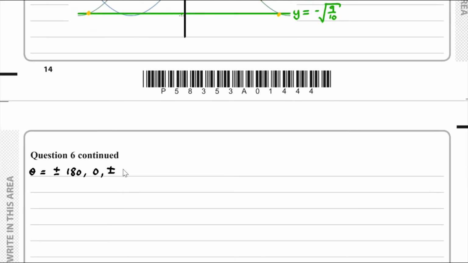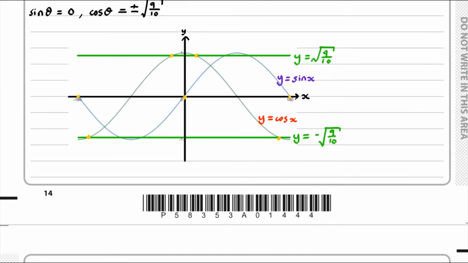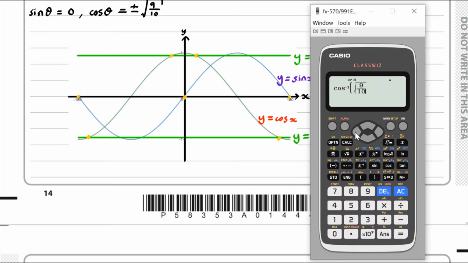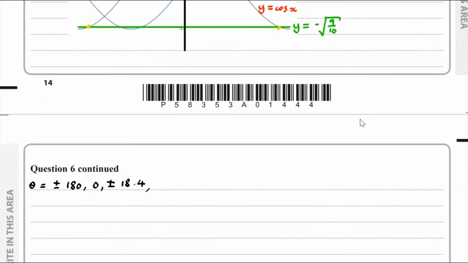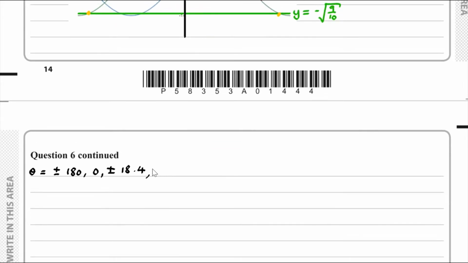We've got plus minus 18.4, and also we've got the negative of this, so we've got 161.6. Okay, so that's this solution, and by symmetry we've also got that over here. So therefore we've also got a solution of plus minus 161.6. And don't forget, we've got degrees. Okay, and all these are to 1 decimal place.